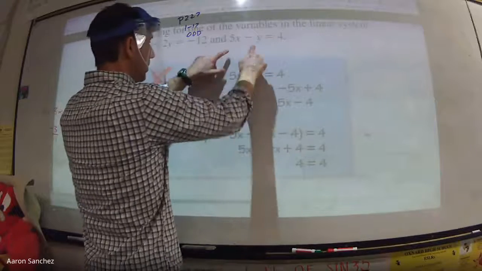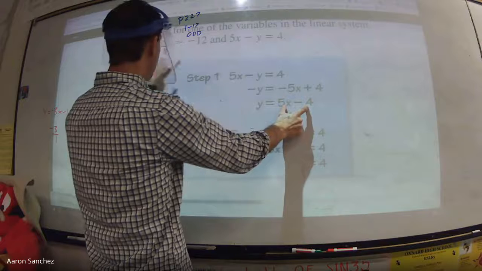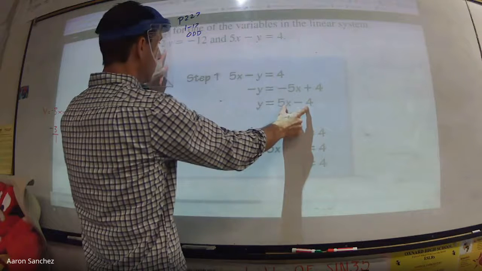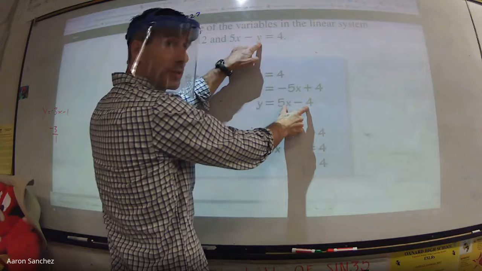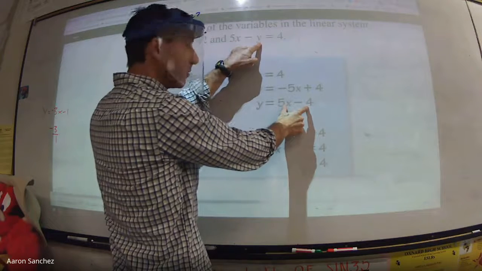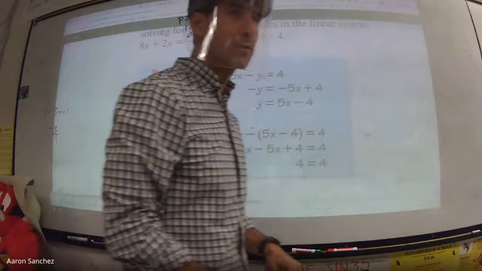So then they took this one and they solved for y, right? And they're supposed to plug this y into this. But what they did is they plugged it into this one, which is the same equation. If you do that, you won't get the same answer. You got to plug it into that equation. That was their error. Okay. All right.